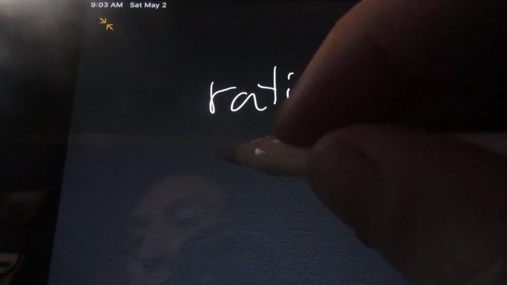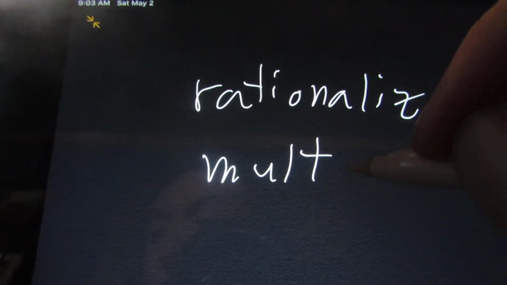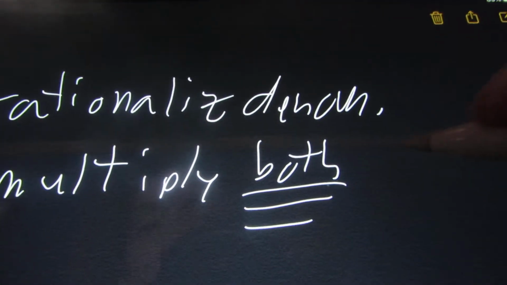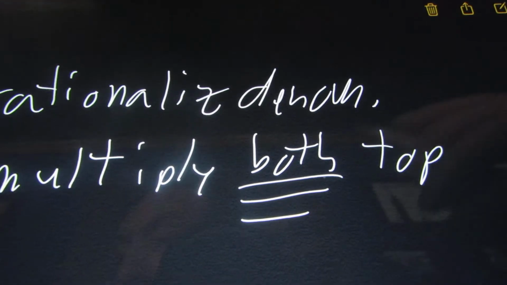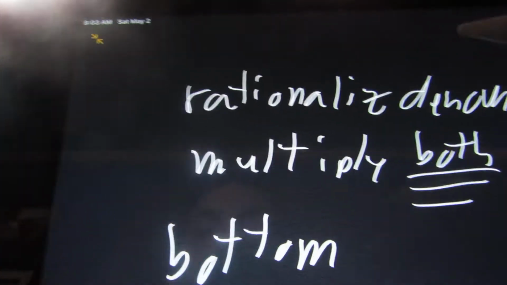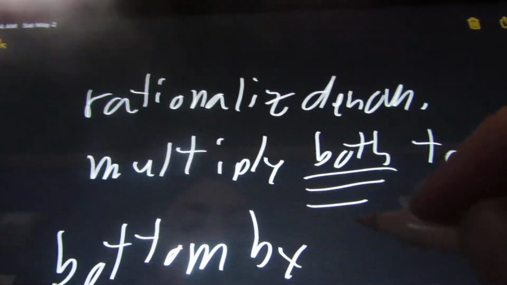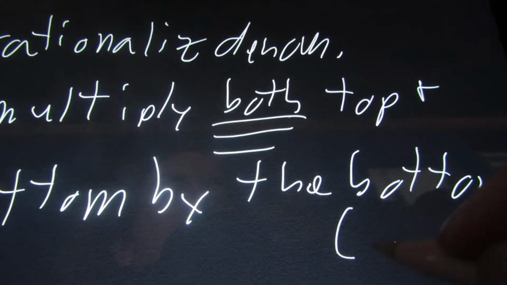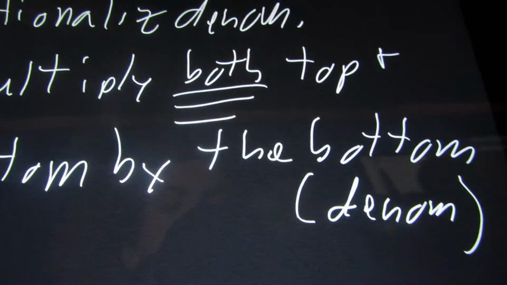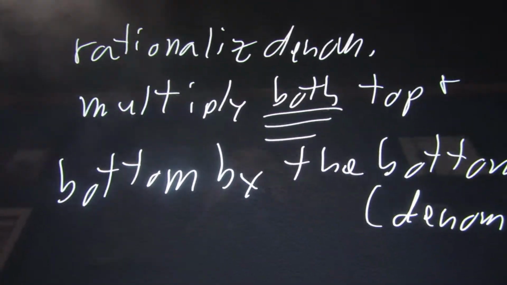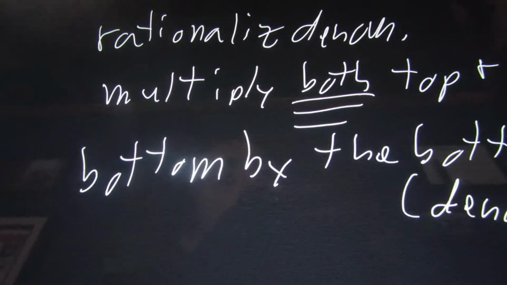And to do that, we multiply both the top or the numerator and the bottom or the denominator by the bottom or the denominator. Okay, so what we're doing is we're multiplying it by 1, but for some reason we don't like to have square roots in the denominator.